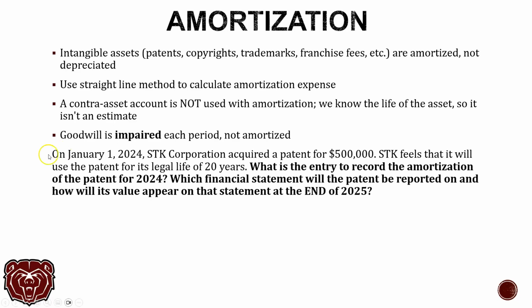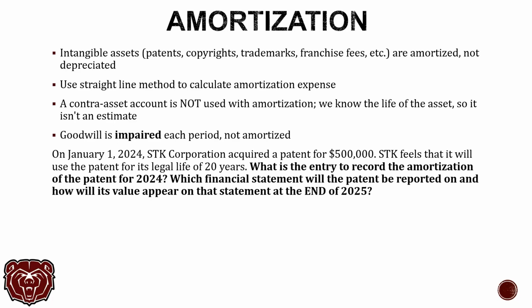Okay. One thing to note, goodwill, which is a type of intangible asset, is impaired each period, not amortized. That is GAAP. We don't get to amortize goodwill. You have to impair it. So each year you go in and you decide whether or not it's worth your time to make an impairment calculation for goodwill. So let's take a look at an example really quickly here on a patent. So let's say that on January 1st, 2024, STK Corporation acquired a patent for $500,000.